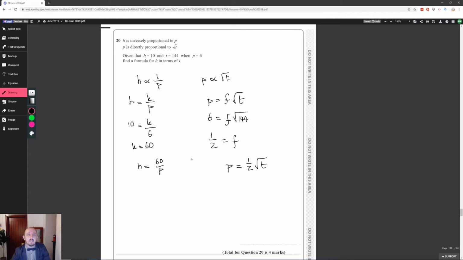And then we need to link these two together to eliminate the P, because this is wanting H in terms of T. So I'm going to rearrange this to get P is equal to 60 over H, and then I can substitute that into this other one, and I get 60 over H is equal to a half root T. Times both sides by 2 to clear this denominator, and I get 120 over H is equal to root T, and I want H, so I'm going to cross this, so I get H is equal to 120 over root T.